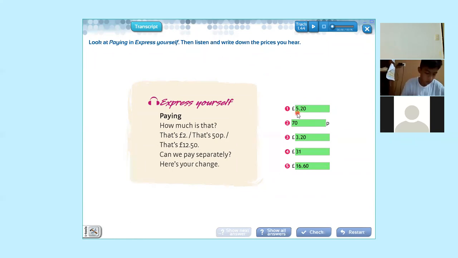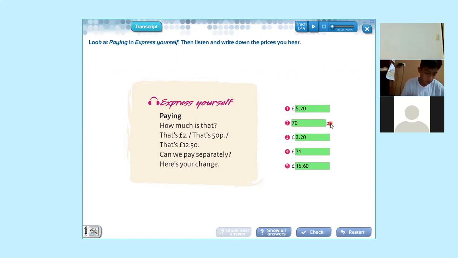5.20. £5.20. That is the first one. £5.20, or in the order that you said, 5.20. £5.20. Okay, that is exactly what you are going to do in this case. What about the number 2, Miss?